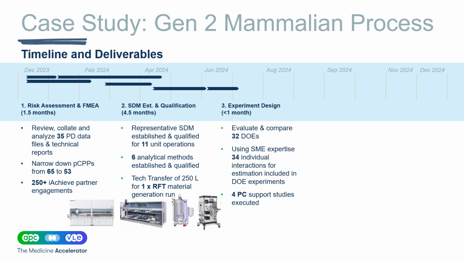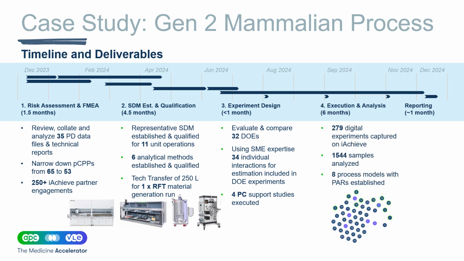In under a month, 32 DOE designs were evaluated and compared, leveraging SME expertise to include 34 key interactions, and we also carried out 4 support studies during this stage. And finally, over 6 months, we executed 279 digital experiments in iAchieve and analyzed more than 1,500 samples. From this, 8 process models were built with defined parameter ranges.